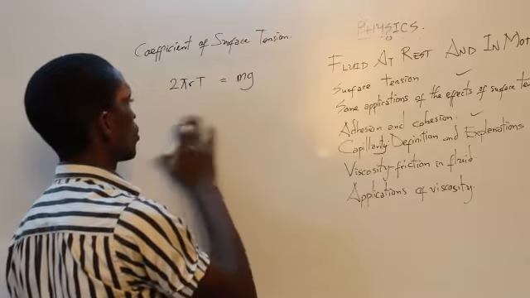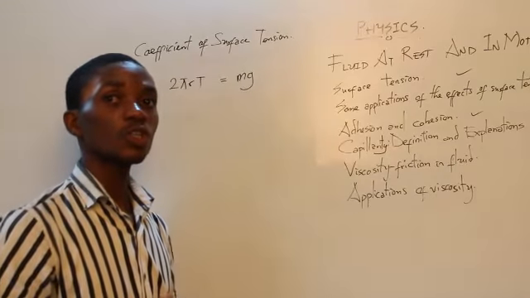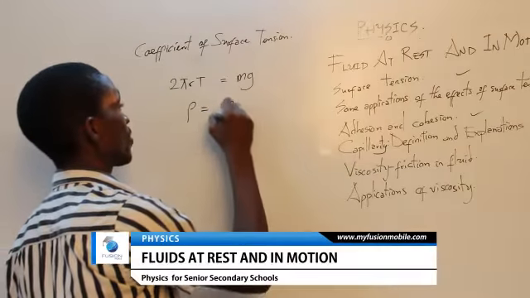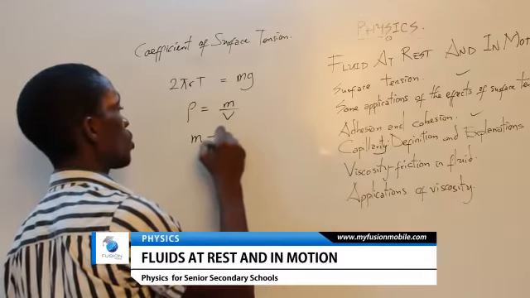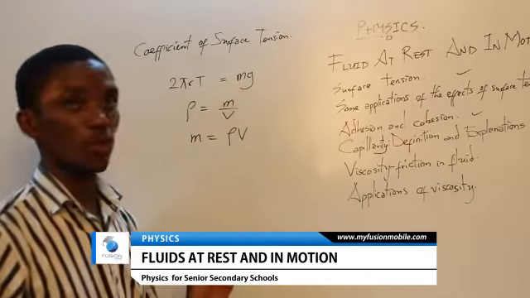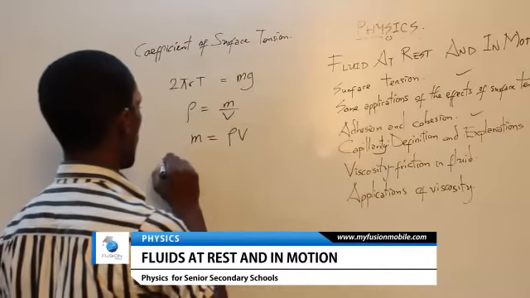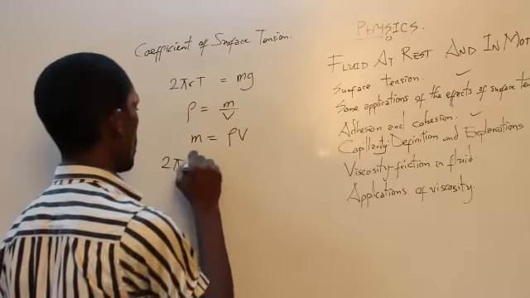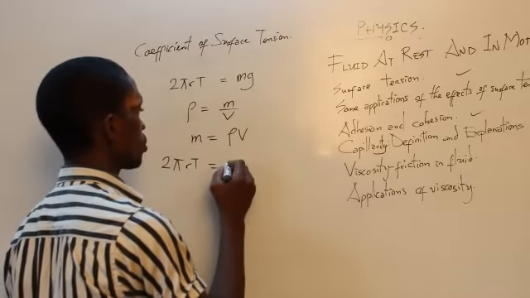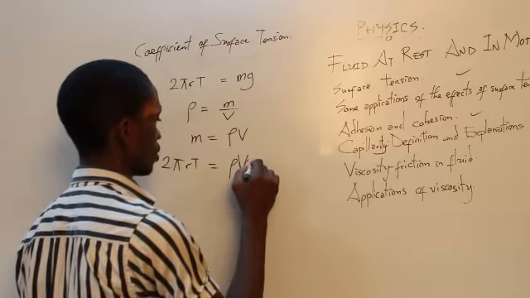M, of course, if we want to convert our m to a function of density, we know density is always equal to mass divided by volume. So our m will be equal to density multiplied by volume, that's rho v. So putting our rho v into the equation, we now have 2 pi r T equals rho v g.